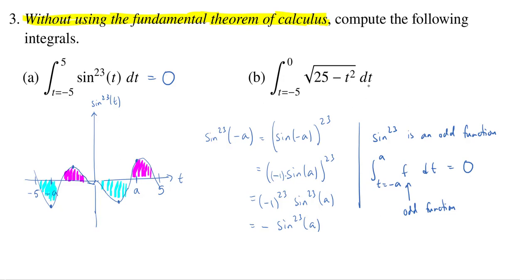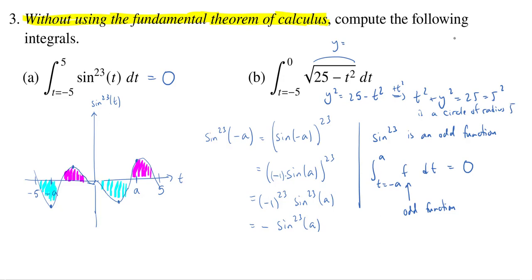All right, let's try the second one. So here, this looks very complicated, but let me give a name to this function. Let me just call it y. And if I square both sides, I'm going to get y squared equals 25 minus t squared. I did that because square roots are annoying. And now if I add t squared to both sides, I get t squared plus y squared equals 25, and 25 is 5 squared. And this is the equation of a circle. So this is a circle of radius 5.